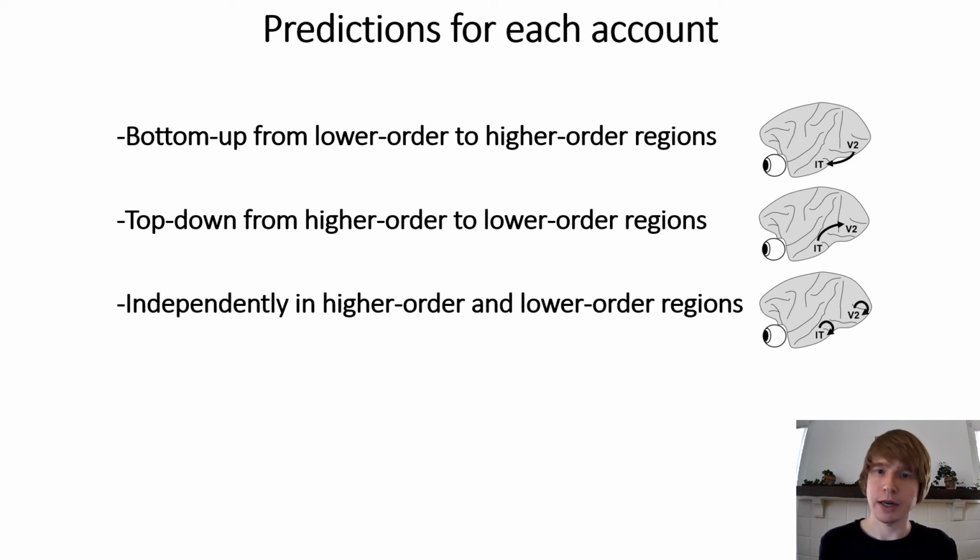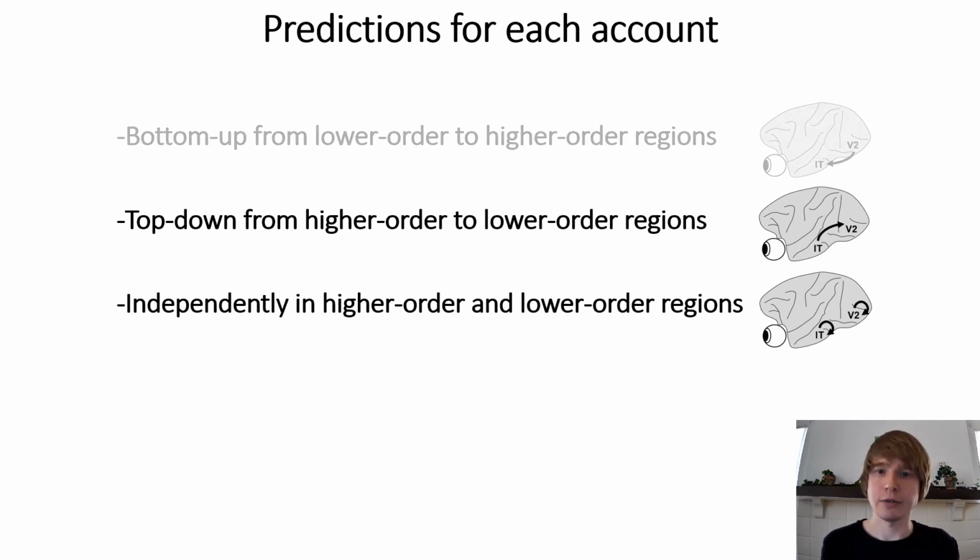A bottom-up account of transmission of suppression from V2 to IT predicts that effects observed in V2 would also manifest in IT. However, this is not what we observed. The repetition suppression we observed for different objects presented at the same location in V2 was not observed in IT, and so this casts doubt on a purely bottom-up account of repetition suppression.